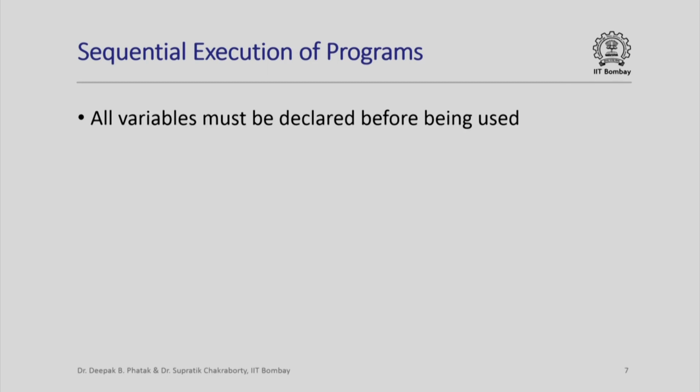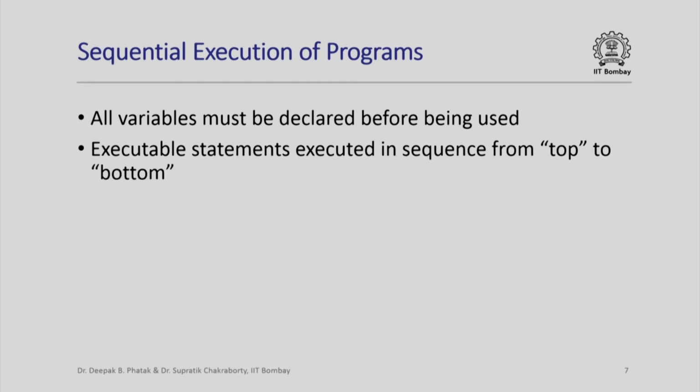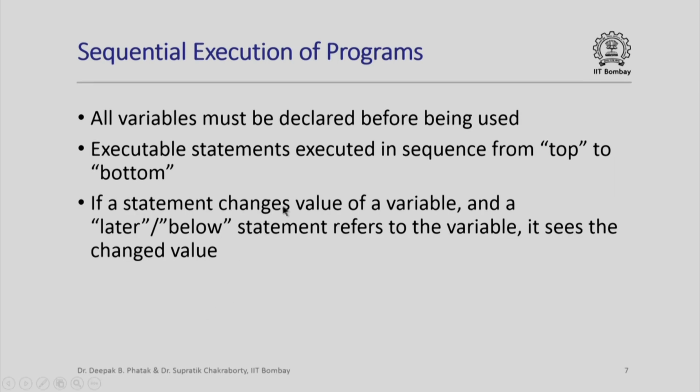So what we need to remember about sequential execution of programs is that all the variables must be declared before we use them. The executable statements are going to be executed by the computer exactly in the same sequence from top to bottom as they appear in your program, and if a statement changes the value of a variable and a later statement or a statement below it refers to that same variable, then because the statement that appeared above has already changed the value of the variable, the later statement is going to see the changed value when it refers to that variable.